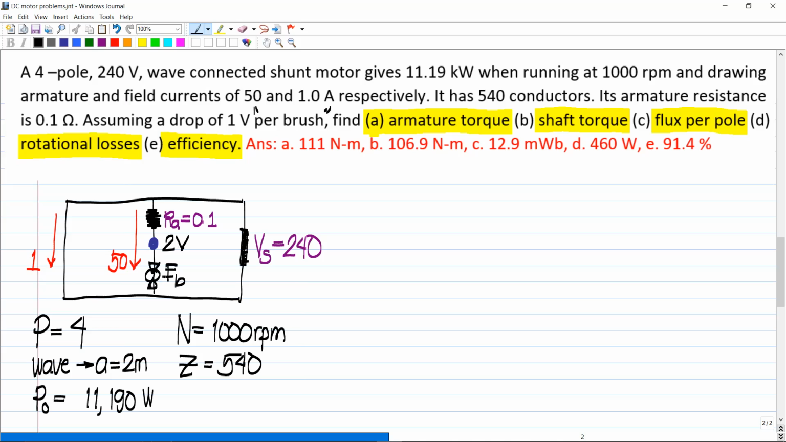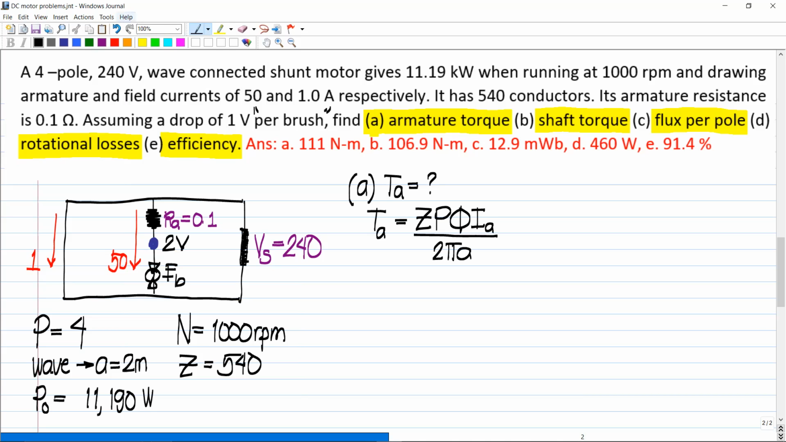Okay. So, find the armature torque, the shaft torque, the flux per pole, the rotational losses, and the efficiency. Isa-isahin natin: for letter A, we will be looking for the armature torque. So, meron tayong direct formula solving for the armature torque. Kung kabisado natin siya, that is the number of conductors, the number of poles, the flux, the armature current over 2 pi A.